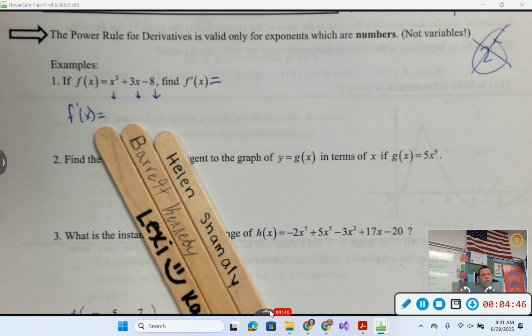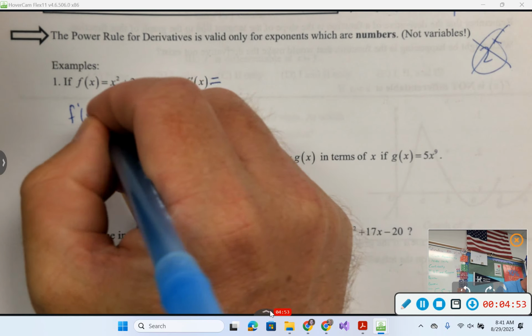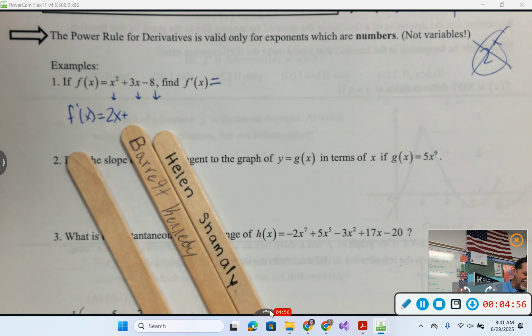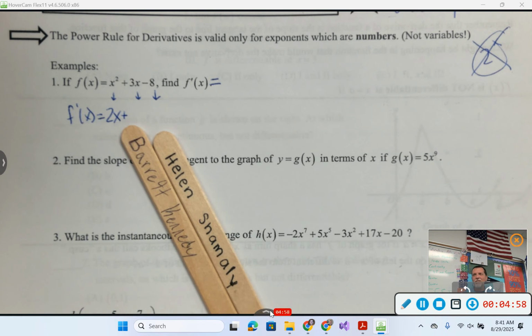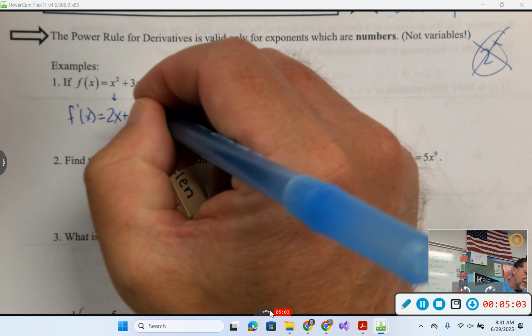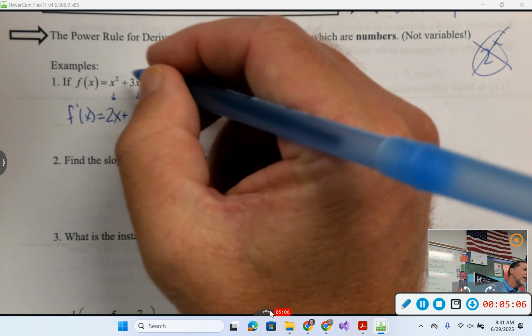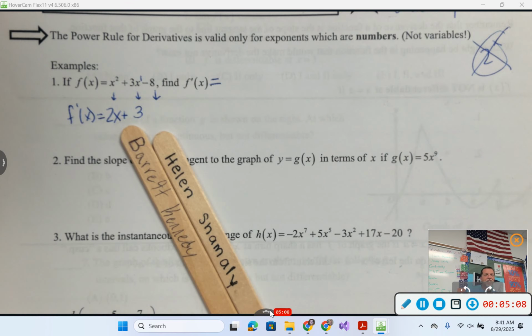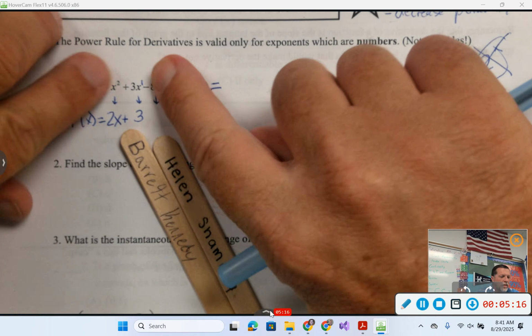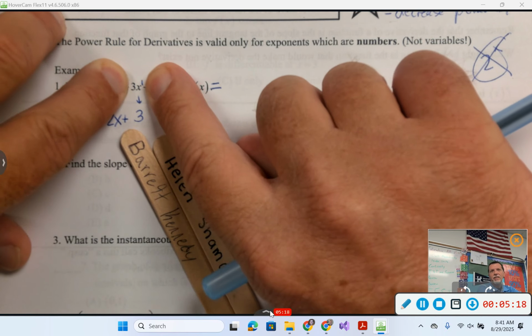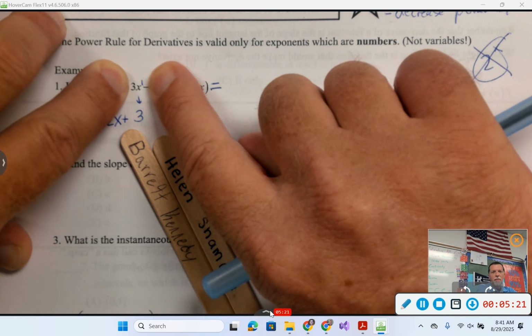Lexi, how about the derivative of x squared? Just the derivative of x squared. 2 to the x. Or 2x. Yeah, 2x, there you go. 2x. Yes. Barrett, how about the derivative of 3x? 3, right? Because that's x to the first. The 1 comes down front, and then x to the 0 is the same thing as 1. That's kind of the long way around. Derivative is slope. The slope of 3x is just 3.